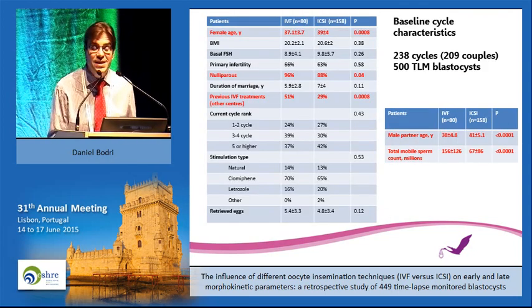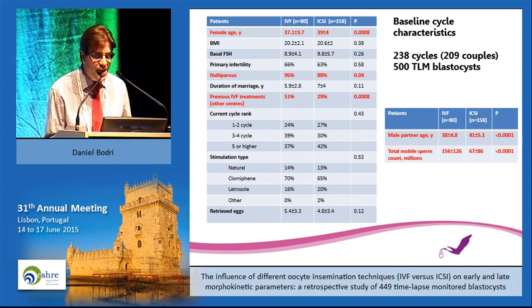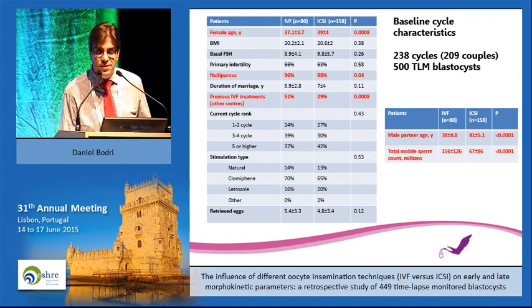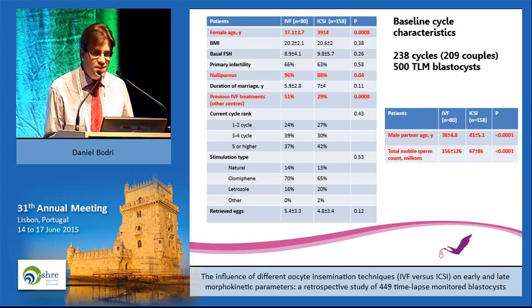This table shows the baseline characteristics of the 238 cycles that resulted in the previously mentioned sample of 500 expanded blastocysts. One can appreciate some statistically significant differences in terms of female age, parity, previous IVF treatments, age of the male partner, and total mobile sperm count between the IVF and ICSI fertilized groups. In fact, all of these factors, except one, were in favor of the IVF group.